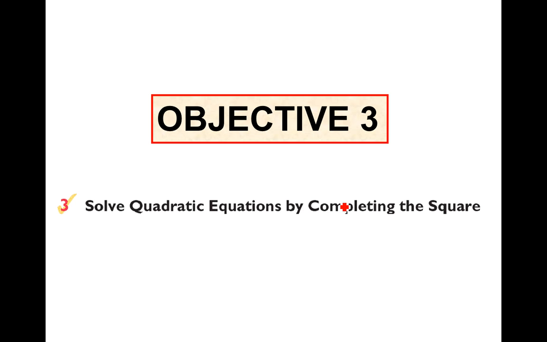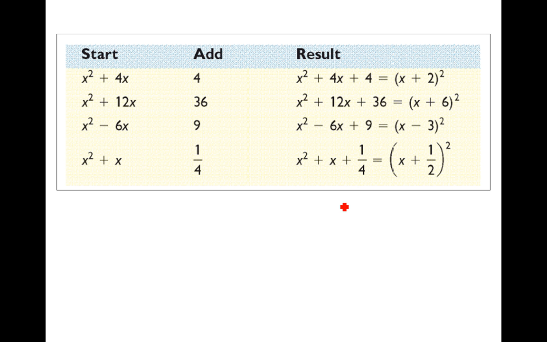All right, last objective here, objective 3. Let's solve quadratic equations by completing the square. So here's a couple examples of what completing the square looks like. If you have x squared plus 4x, if you take 4 and cut it in half, you get 2. If you square that, you get 4. So 4 would be completing the square.